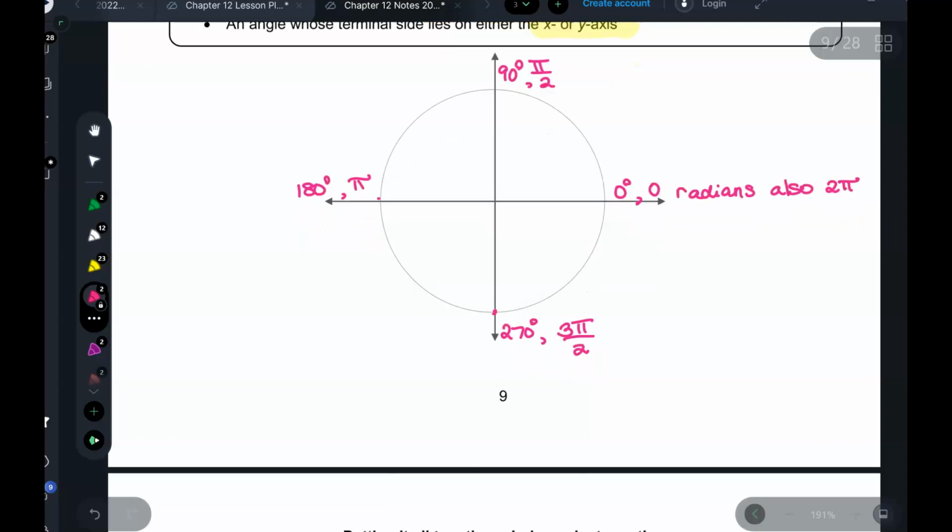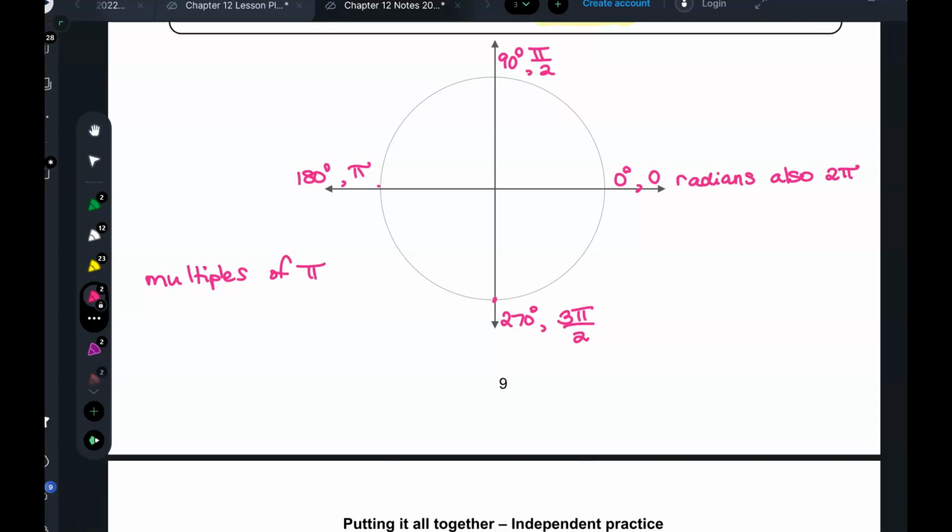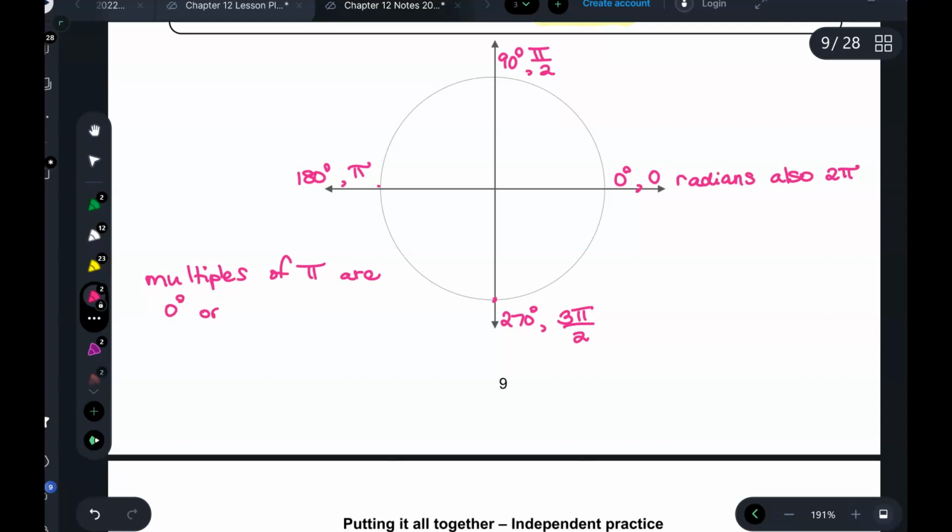So multiples of pi are 0 or 180. Multiples of pi over 2 are 90 or 270.